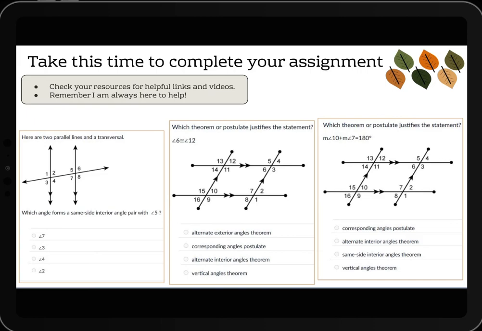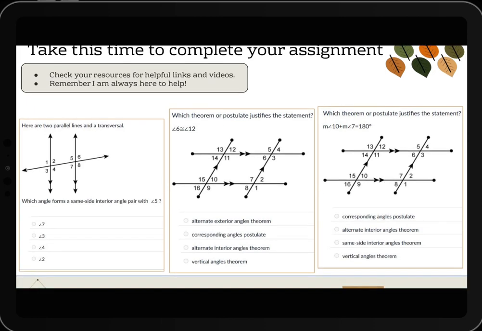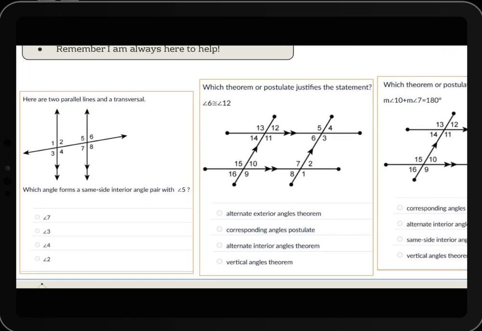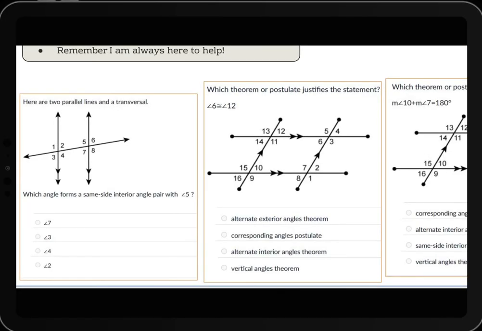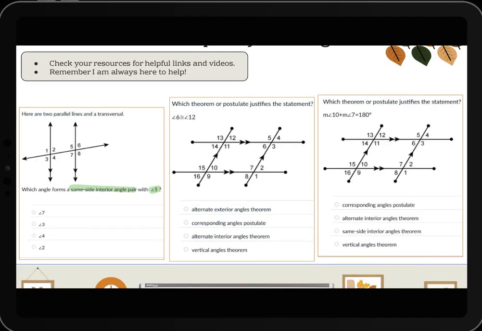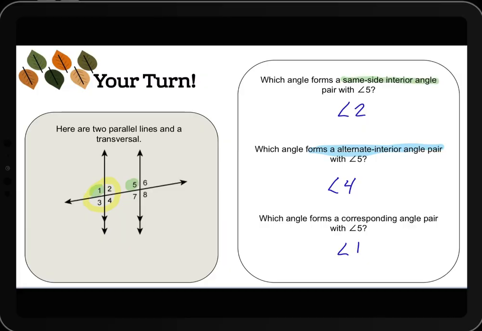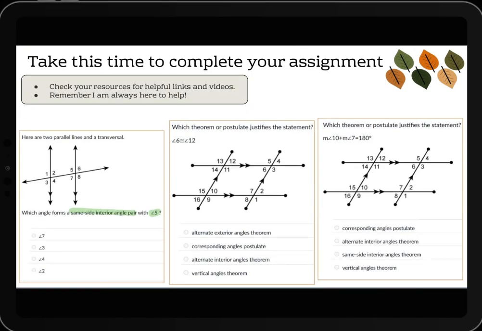Okay, so for your exit ticket, you are to look at which angles form same side interior angles with angle 5. A great example that I would refer you back to is the example we just did right here. I would certainly look back at that example to assist you with your problem there.